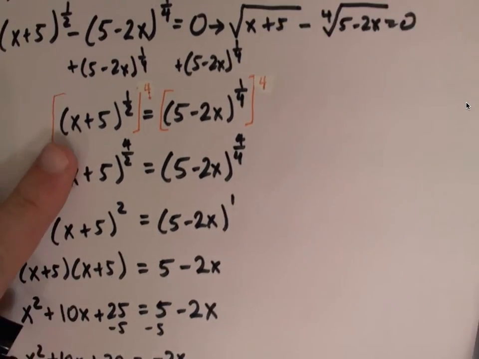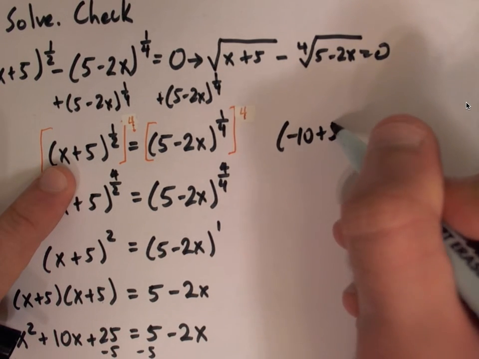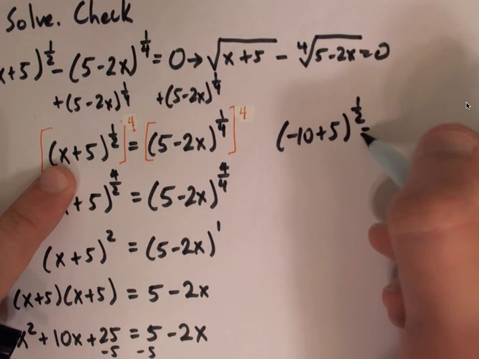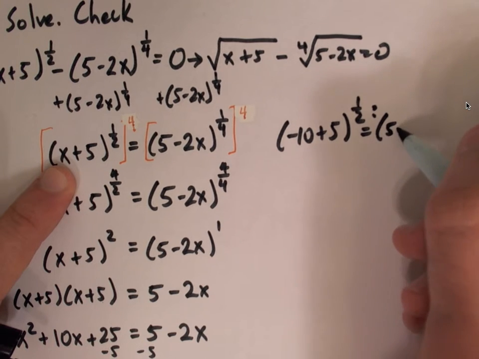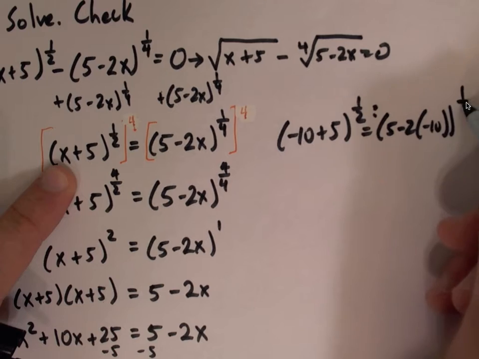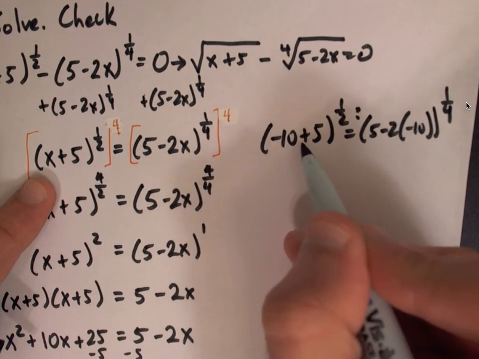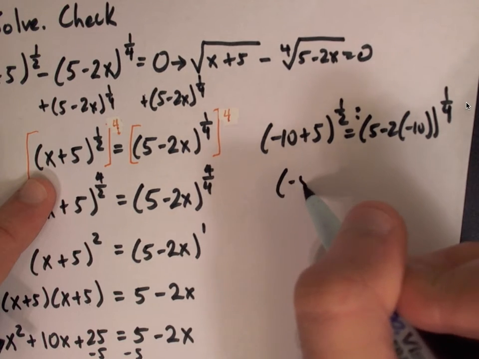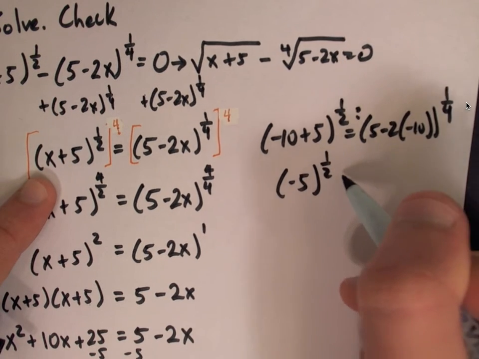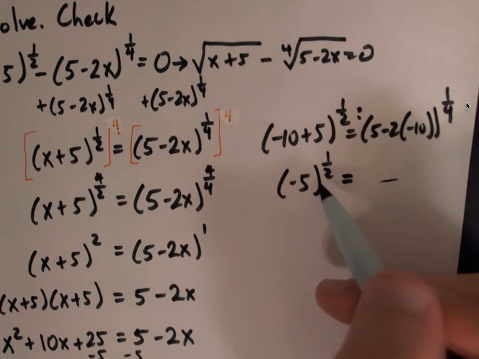Let's plug in negative 10 right here. So negative 10 plus 5 to the 1/2. Does that equal 5 minus 2 times negative 10 to the 1/4? So just plugging in negative 10, and right away, I think I'm starting to see a problem. Negative 10 plus 5 is negative 5. Negative 5 to the 1/2. We could just stop right here.